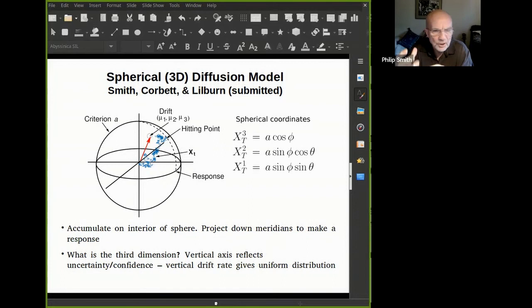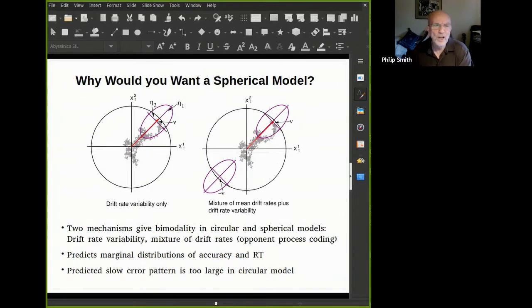For a stimulus which is completely ambiguous, the drift rate vector will point along the vertical axis either towards the north or the south pole. Under those circumstances, the distribution of hitting points will be circularly symmetrical around the poles, and when you project down to the response plane, that will give you a uniform distribution of responses. But that nevertheless begs the question of why you would prefer a spherical model to a circular model. And the answer is ultimately empirical, that it turns out that it has better joint distribution properties, as I will try and convince you in the next couple of slides.